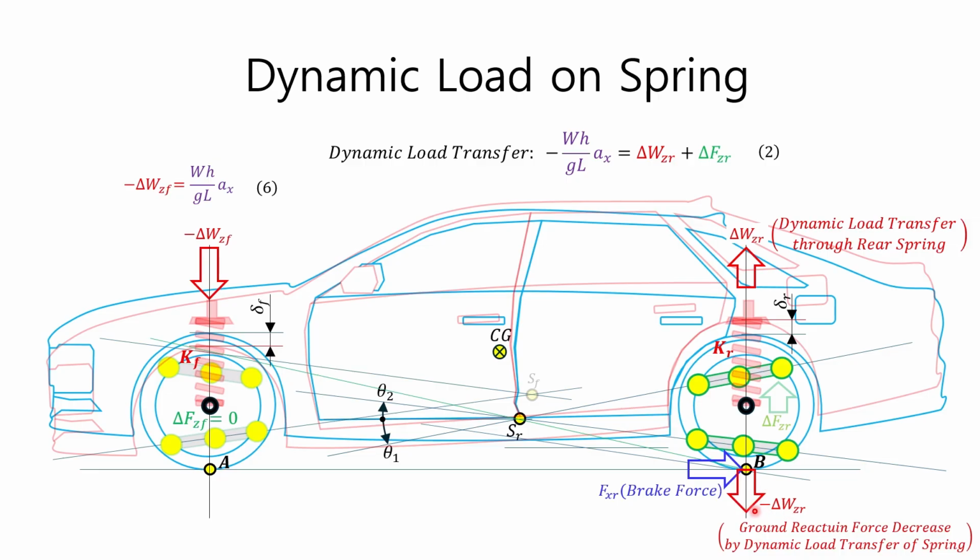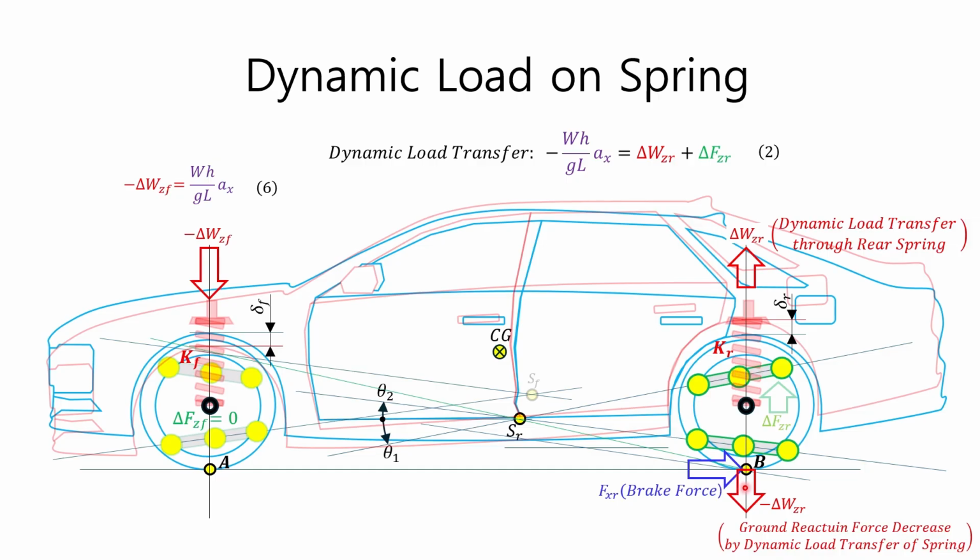The vertical dynamic load, delta WZR, is the amount of vertical dynamic load transferred through the rear spring when the braking force, Fxr, is applied. As with the front wheel drive case analyzed in the previous video, the ground reaction force minus delta WZR is the ground reaction force generated solely through the spring, without passing through the suspension links, due to the action of the vertical dynamic load transfer, and it has a value of 0 in a static state.